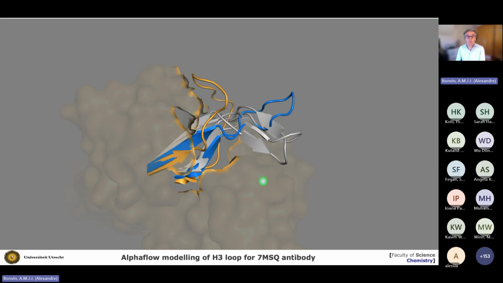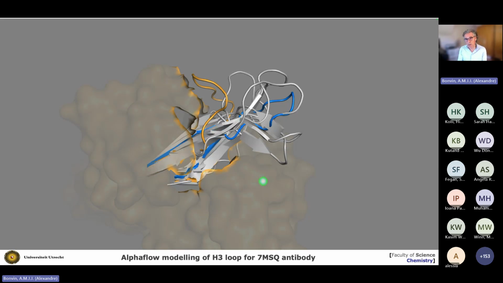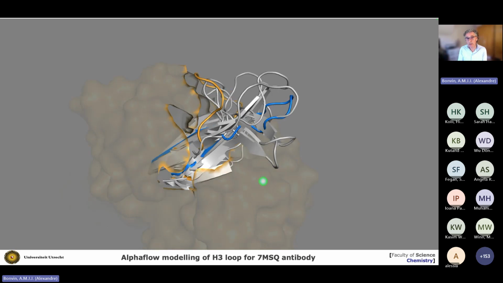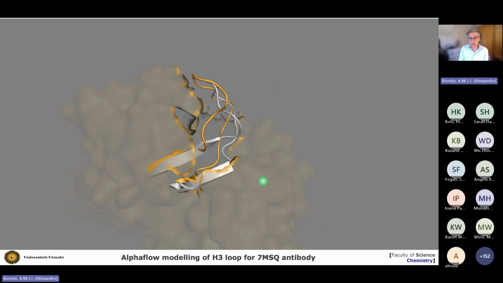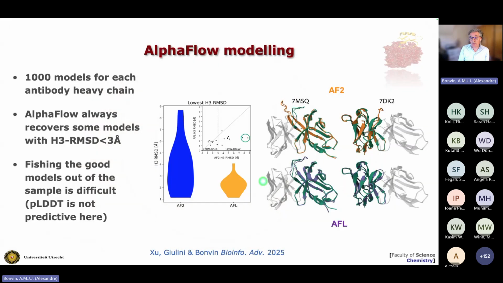And this is an example of what you get with AlphaFlow. So you see a sampling of H3 conformation. The blue one is the model generated by AlphaFold, and the orange one or the yellow one is the crystal structure of the complex. And you see that AlphaFlow is able to generate conformation that resemble quite closely the complex. The problem is it has no good scoring function, so you don't know which model you should use. So we generated 1,000 models for each loop, but we don't know which one is the good one. But you can see that the distribution of model is much better after running this AlphaFlow.